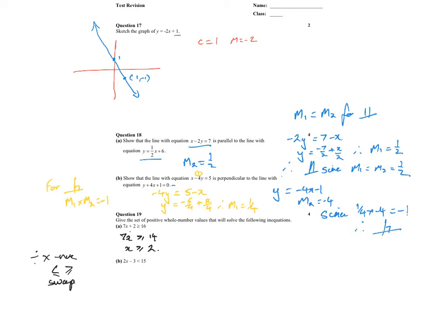Look at B, add 3 to both sides. 2x is less than or equal to 15 plus 3, which is 18. Divide by 2, x is less than 9. Okay? So, didn't have to divide or multiply by a negative, so I didn't have to do anything with the sign.